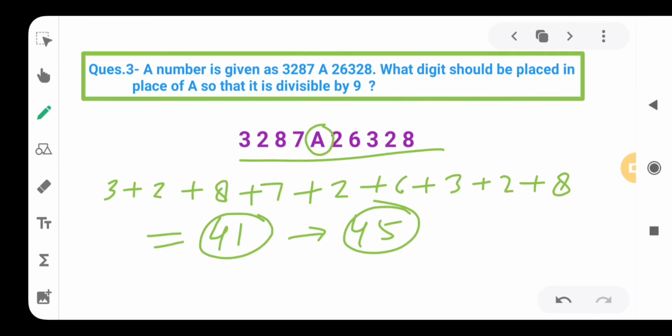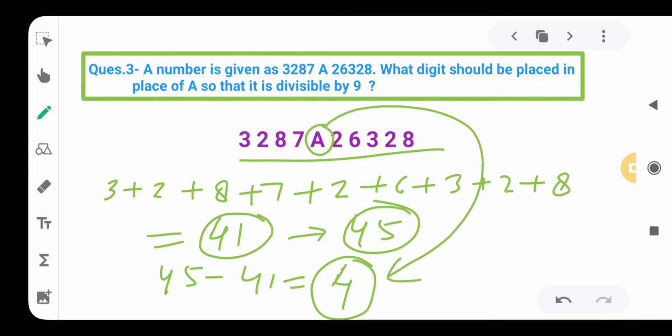So the difference between 41 and the exact answer, that is 45, I'm going to take the difference, 45 minus 41 we will get 4. So the value that we need in place of A, that is 4. अगर हम इस A की जगह पे क्या रख देंगे 4, तो आपका आंसर आ जाएगा, दैट मीन्स ये पूरी की पूरी नंबर यानी कि पूरी की पूरी वैल्यू जो है इट विल बी डिविजिबल बाय 9.